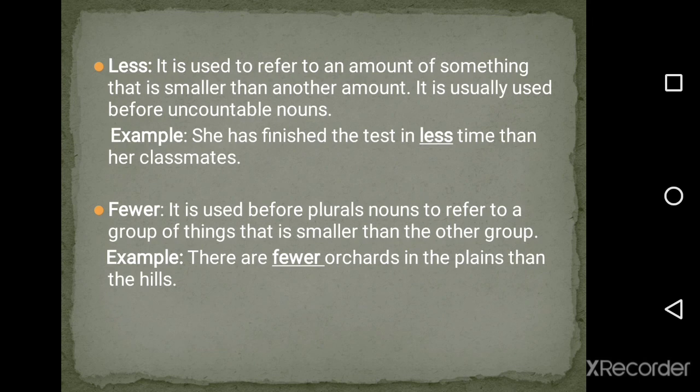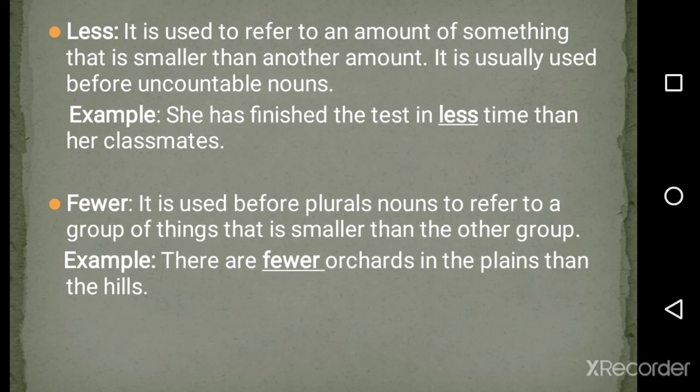Fewer again means कम and it is used with countable nouns. It is used before plural nouns to refer to a group of things that is smaller than the other group. For example, there are fewer orchards in the plains than the hills. Orchard means a fruit garden, you can say, that is where fruits are grown for commercial use.